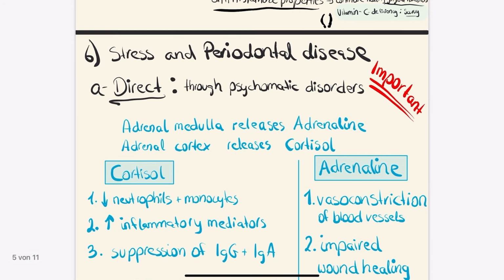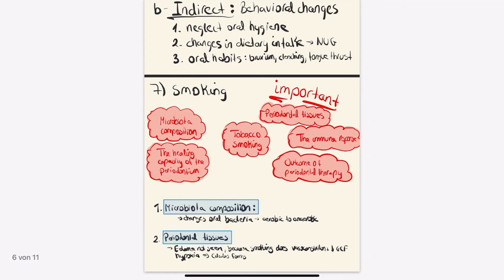We have two ways. This is really important. We have two ways that lead to periodontal diseases. We have the direct type of stress through the psychosomatic disorders, and we have the indirect type through behavioral changes that leads to periodontal diseases.